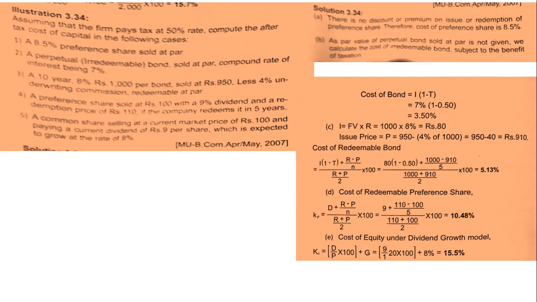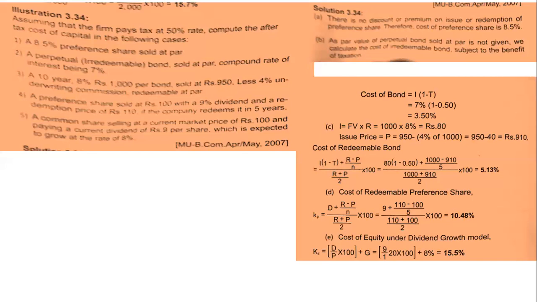Fourth case is a preference share sold at rupees 100 with a 9% dividend and a redemption price of rupees 110 if the company redeems it in 5 years. Fifth situation is a common share selling at a current market price of rupees 100 and paying a current dividend of rupees 9 per share, which is expected to grow at a rate of 8%. Fine. So the problem is like this.